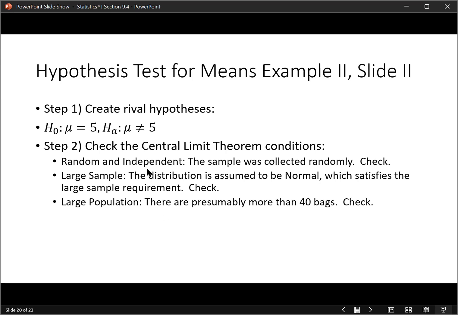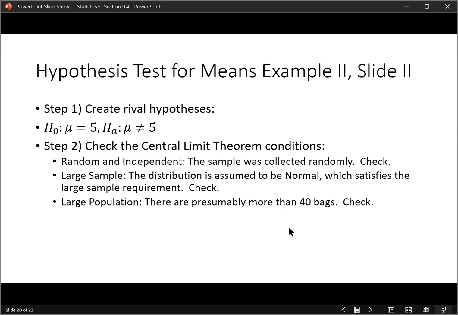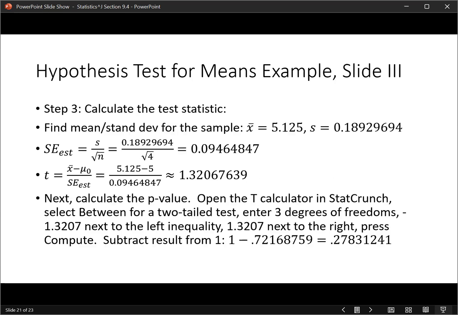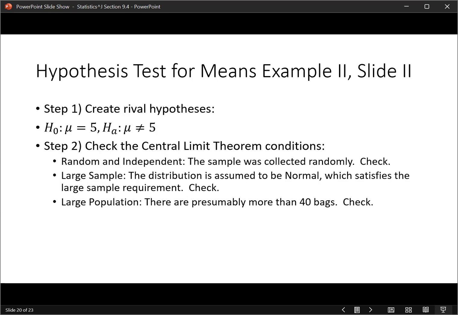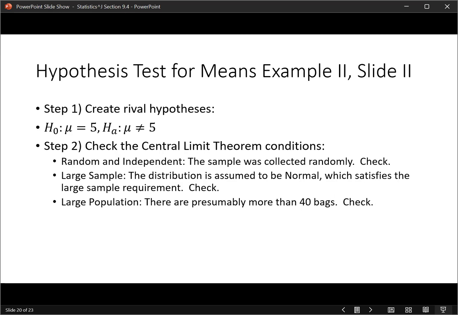The central limit theorem conditions: the sample was collected randomly, so it does say that in here, random and independently selected bags. The distribution is assumed to be normal, so we don't need to have 25 or greater. Where does it say that? Oh, sorry. It says assume normality. That's what that piece means right there. So assume the distribution is normal. So that meets the large sample requirement, and then the large population, we're presuming that there's more than 40 bags.